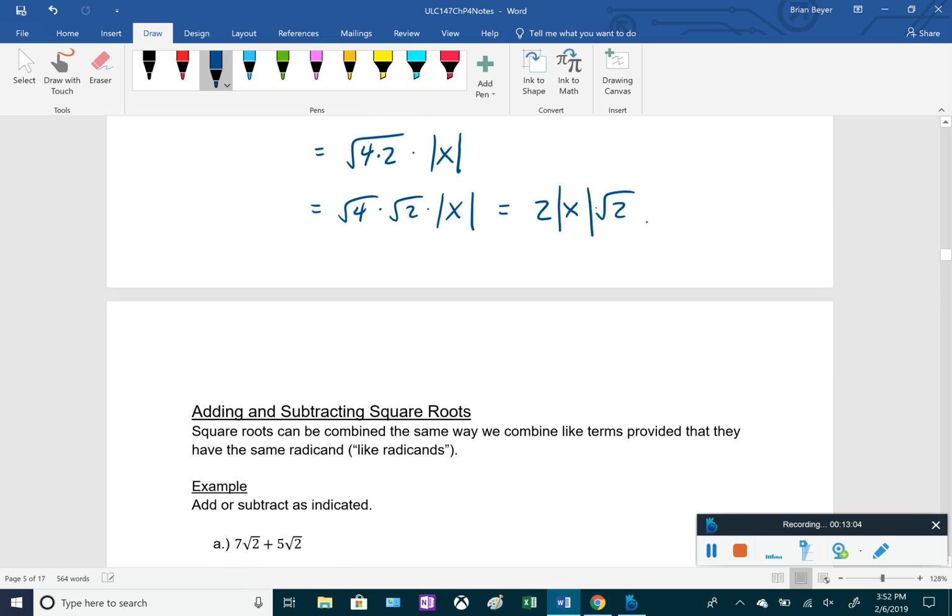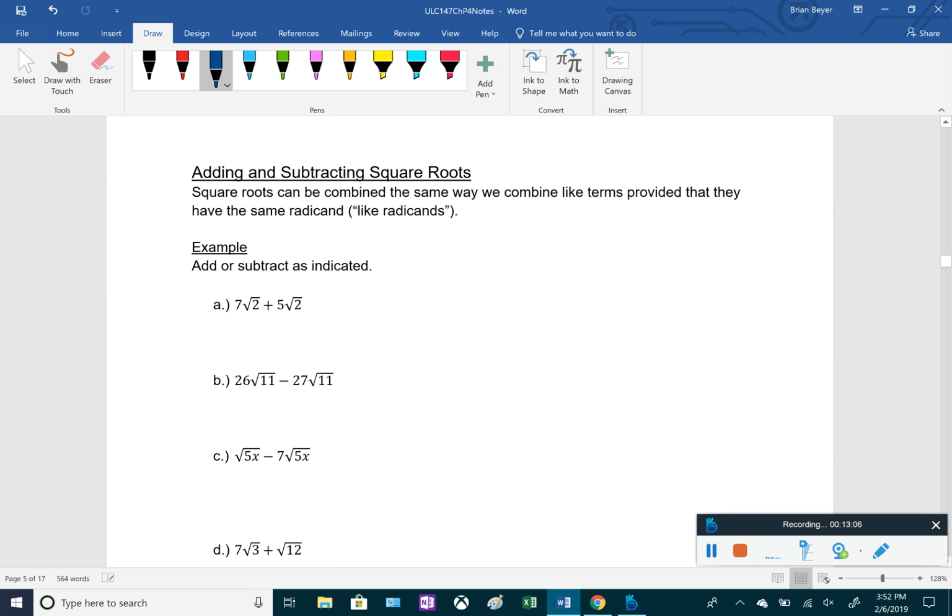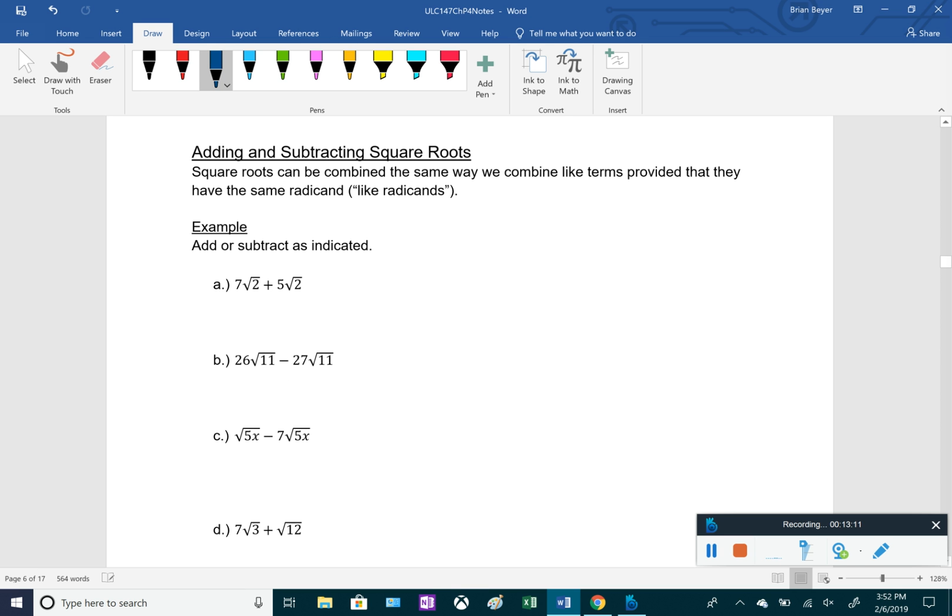Okay, so there's a couple rules so far. So now let's use these rules to help us add and subtract them. So we can combine square roots and expressions with adding and subtracting, kind of like combining like terms, except they have to have the same radicands in order to combine them. So you can just call that like radicands.